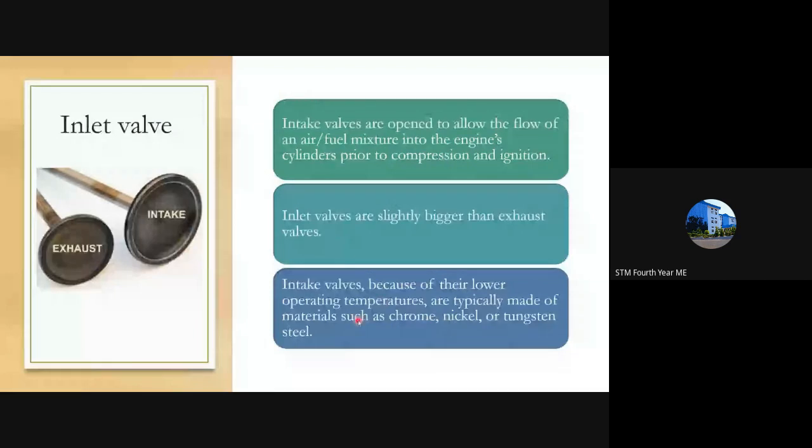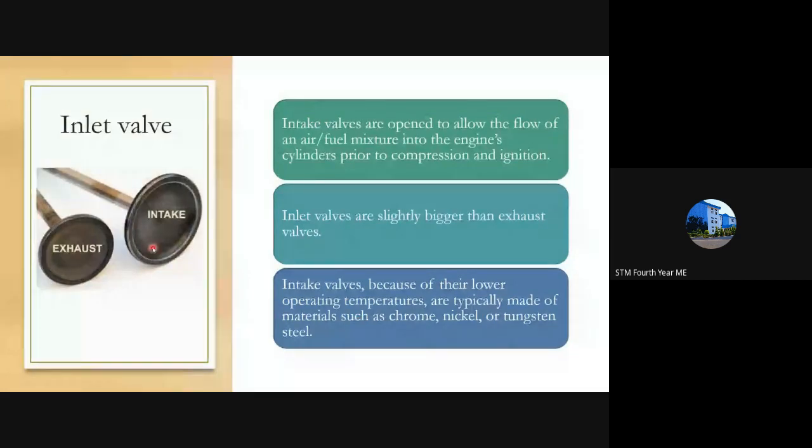So what are these lower operating temperatures? I had told you before, the temperature obtained in the combustion chamber will be high when the explosion inside the cylinder happens. While the suction stroke is happening, the intake valve will be opened. During opening, the air and fuel mixture that is entering the cylinder will always be in a cold medium. So due to that coldness, the intake valve will not face high temperatures except at its face.